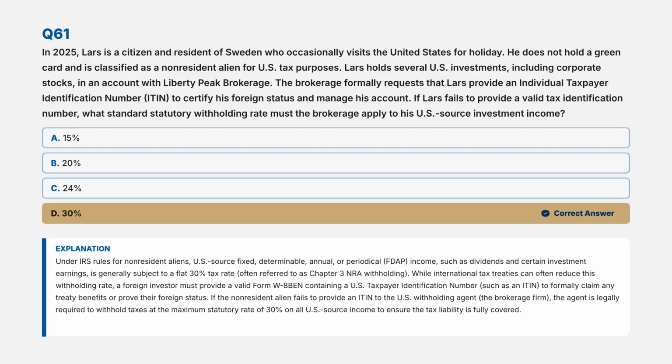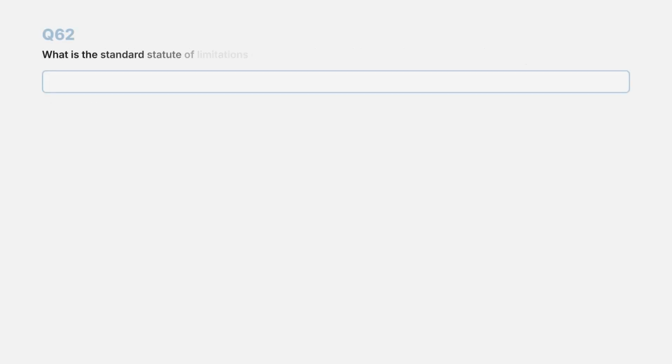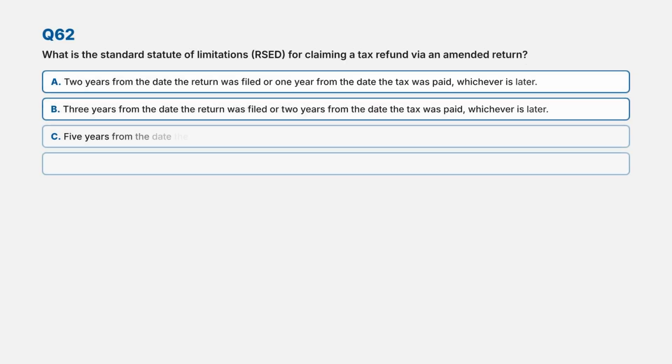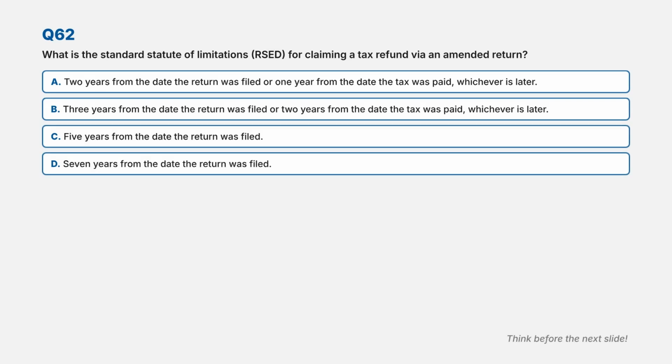Great, now let's move to our next question. Question 62. What is the standard statute of limitations, RSED, for claiming a tax refund via an amended return? A. 2 years from the date the return was filed or 1 year from the date the tax was paid, whichever is later. B. 3 years from the date the return was filed or 2 years from the date the tax was paid, whichever is later. C. 5 years from the date the return was filed. D. 7 years from the date the return was filed.